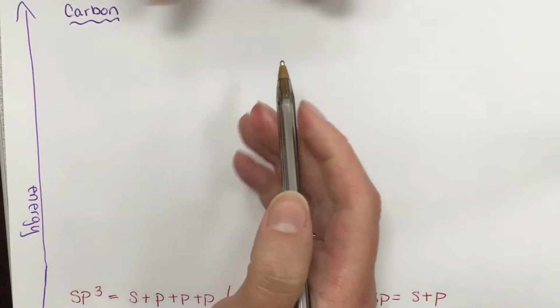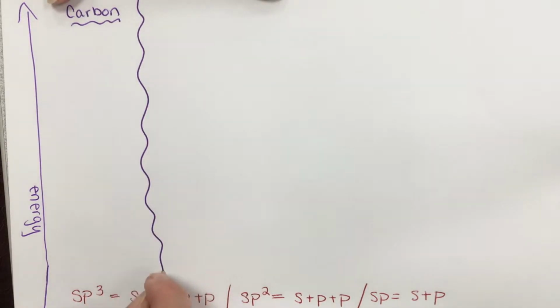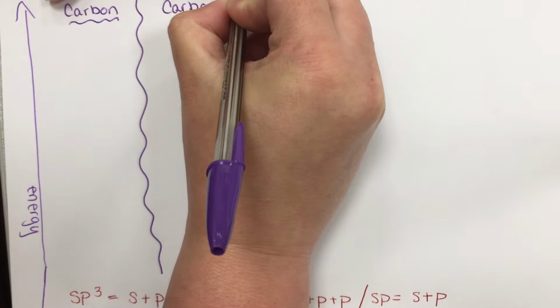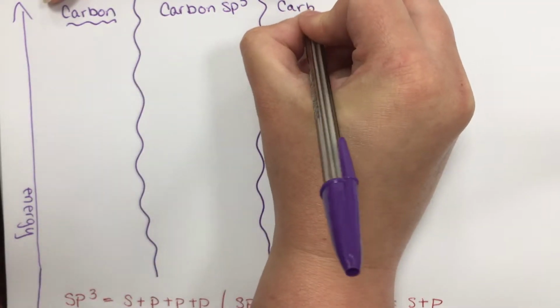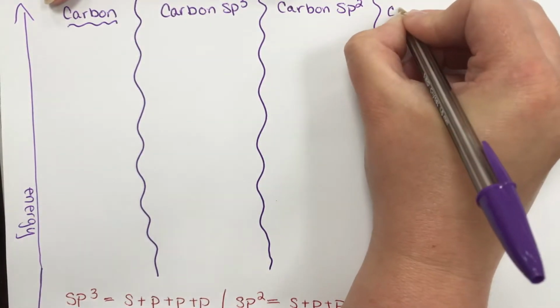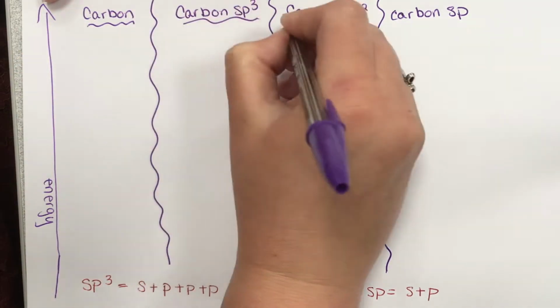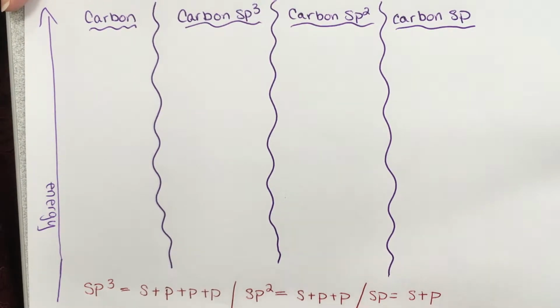So we're going to talk about carbon alone, and then we have carbon sp3 hybridized, then carbon sp2 hybridized, and then carbon sp hybridized. So we're going to look at all of those today. First, I'm going to draw the orbital notation, and then we will draw the orbitals and how the bonds look using the orbitals and not just a ball and stick method.